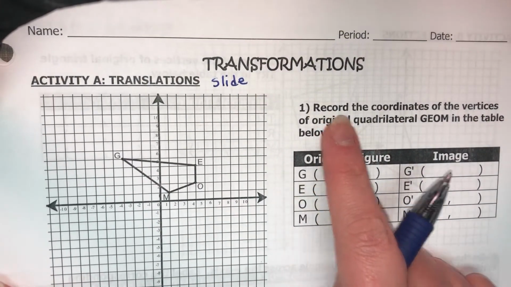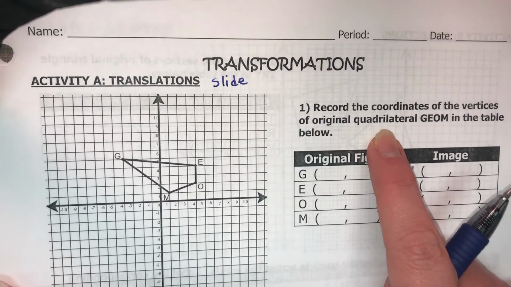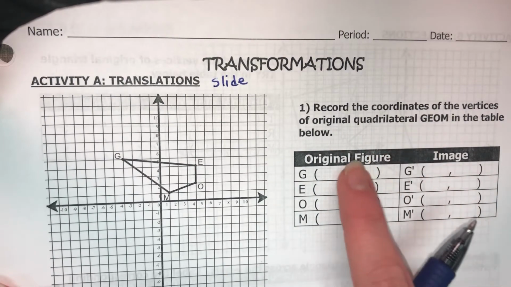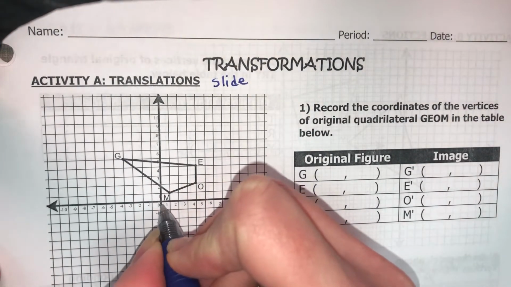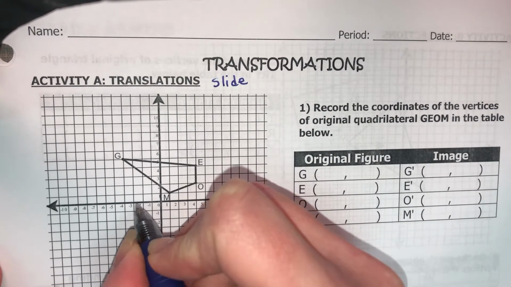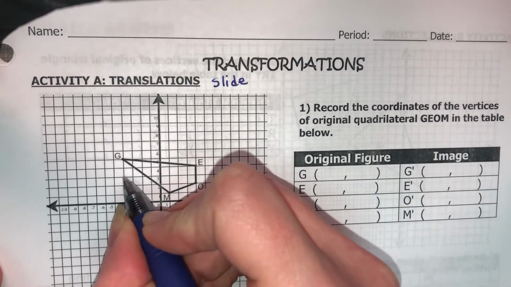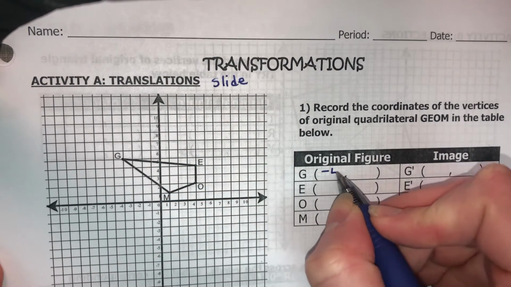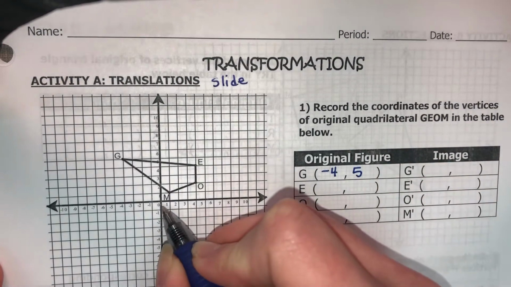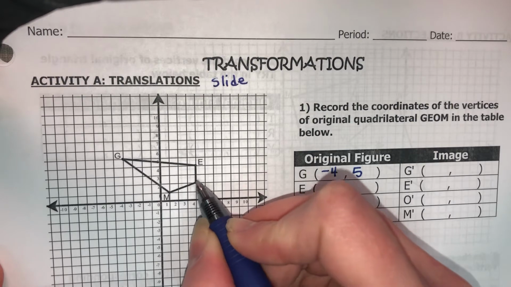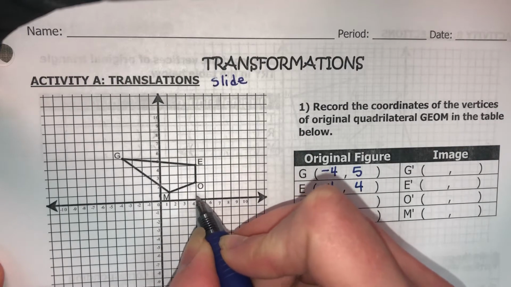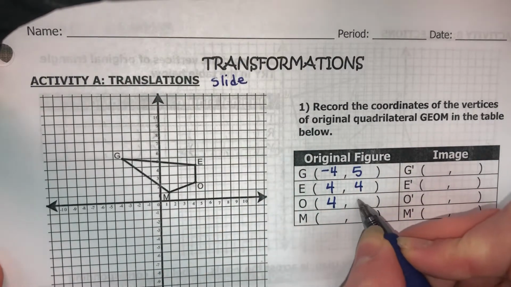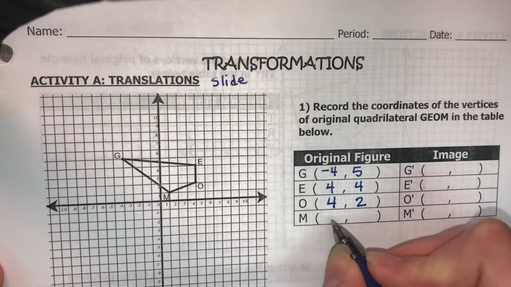So this problem says record the coordinates of the vertices of the original quadrilateral GEOM in the table below. So I'm going to look to see where these points are. G, and remember we count the jumps when we're working on the coordinate plane, is at negative 4, 5. E is at 4, 4. O is at 4, 2. And M is at 1, 1.